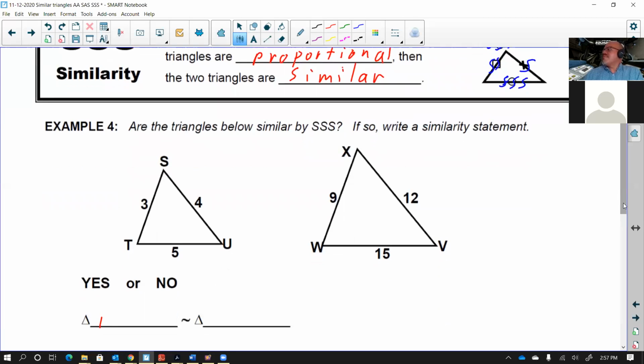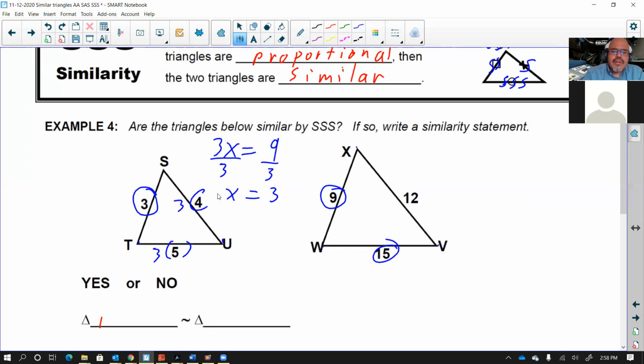What is being discussed is that she found the common ratio of triangle TSU to triangle WXV. Basically, she took a look at 3 and 9 and asked, what do I multiply 3 by in order to get 9? So she divided both sides by 3 and gets x equal to 3. That's her common ratio. But we have to check if all the sides have the same common ratio. So 3 times 5 gives us 15, yes. And 3 times 4 gives us 12. So this is all true.